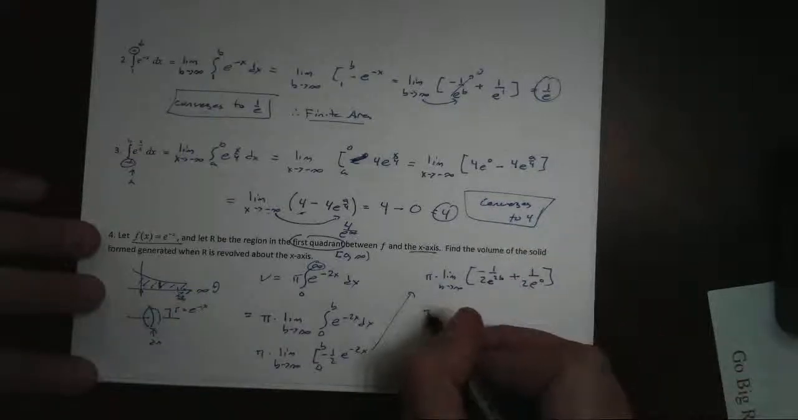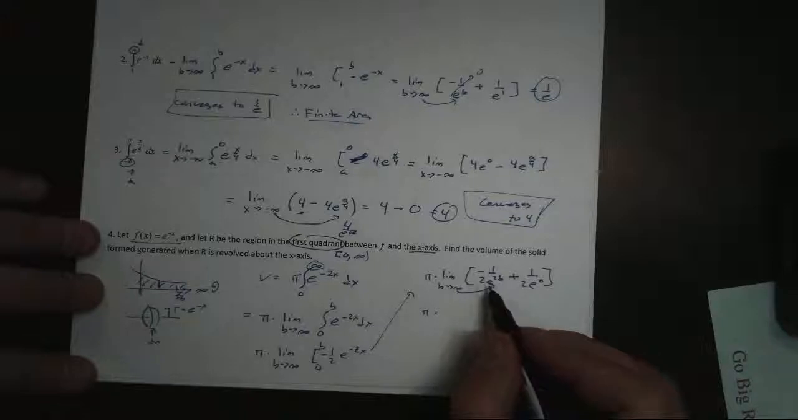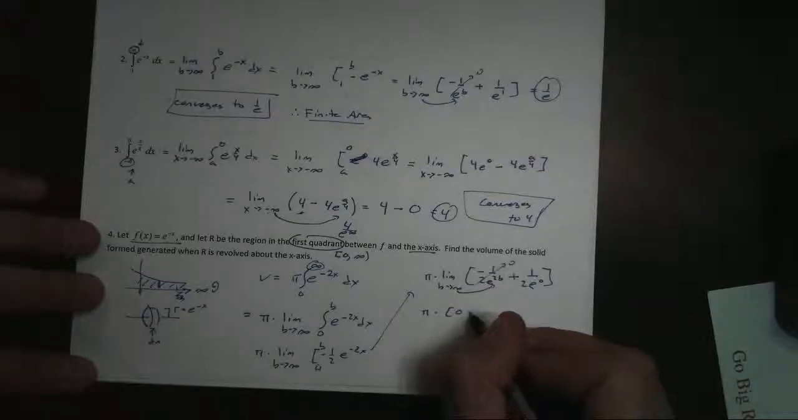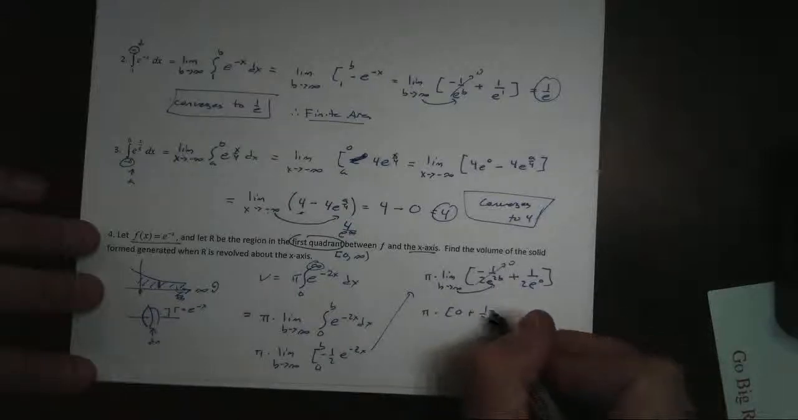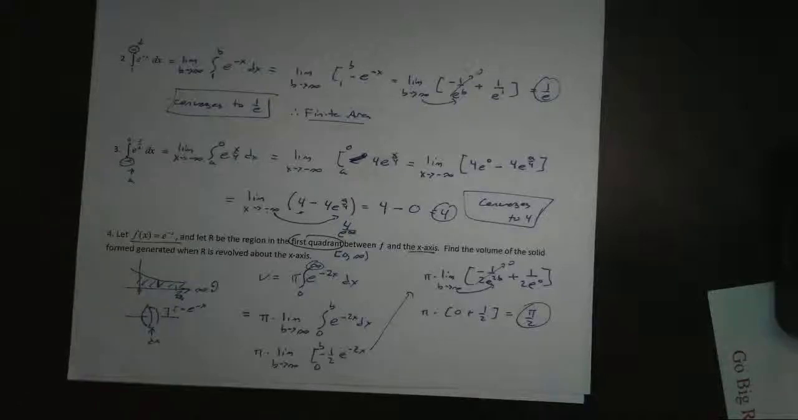So what happens, if I plug b in here, that gets really big real fast. The bottom shoots off to infinity. That just becomes 0. Plus this, that just becomes 1 over 2, and I get pi over 2, and there's your volume. So the volume here converges to pi over 2.